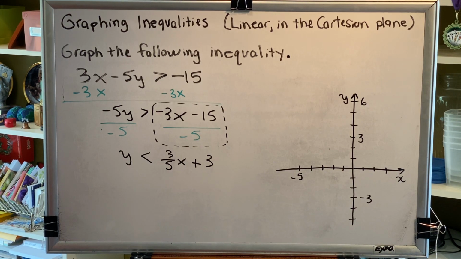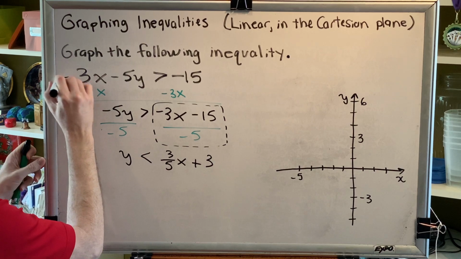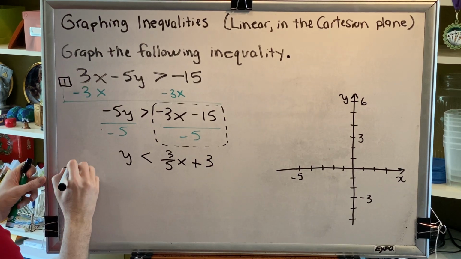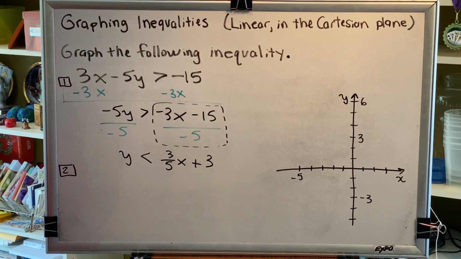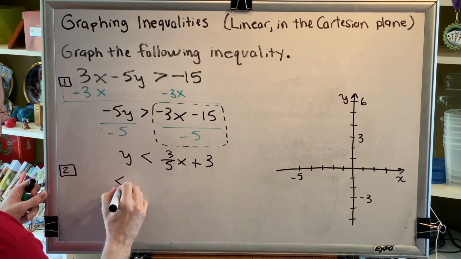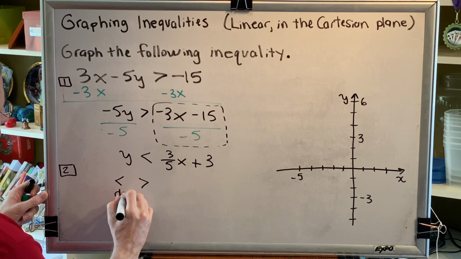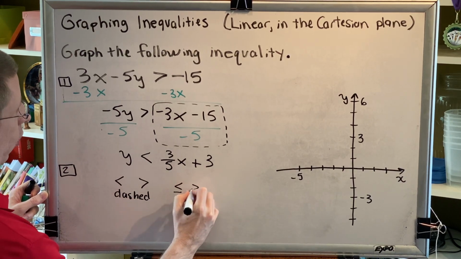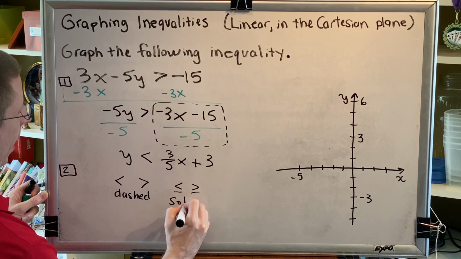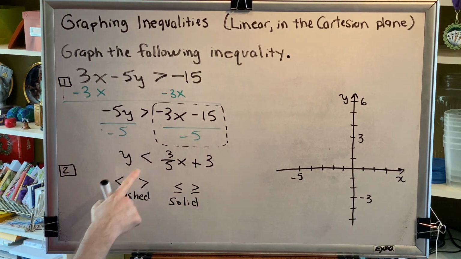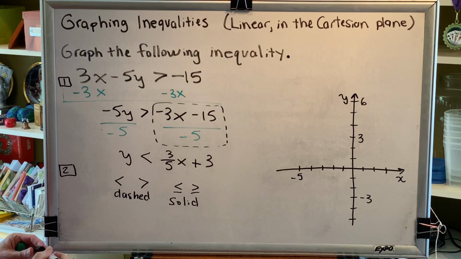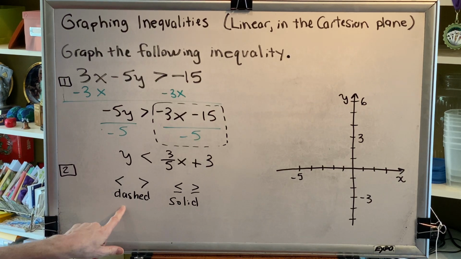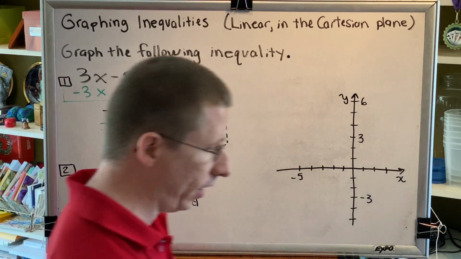Okay, next. That was step 1, solve for y. Step 2 is to pretend it says equals and graph your line. And we have to remember that if you have one of these 2 inequality symbols, you're going to use a dashed line. And if you have one of these 2 inequality symbols, then you're going to use a solid line. Well, we have a less than sign, so we're going to pretend it says equals and graph a dashed line.